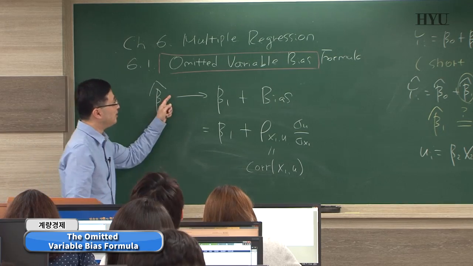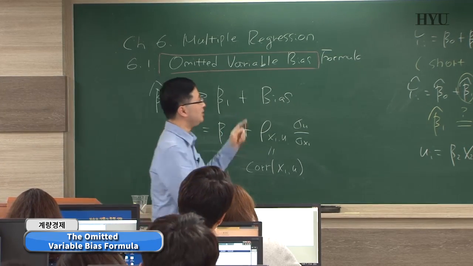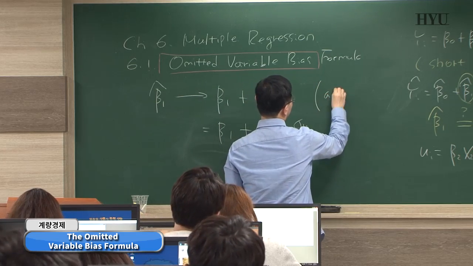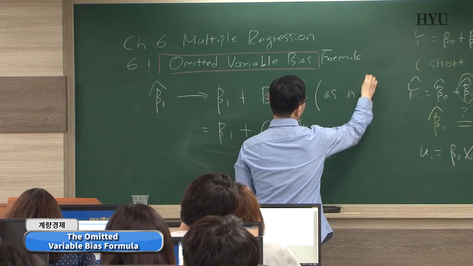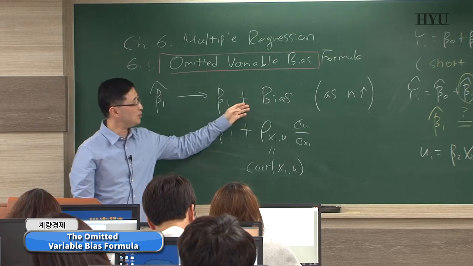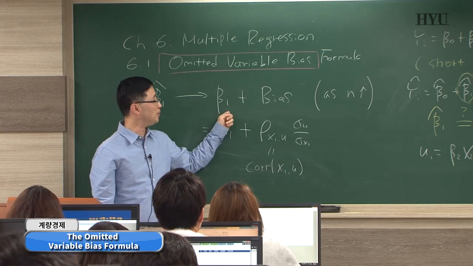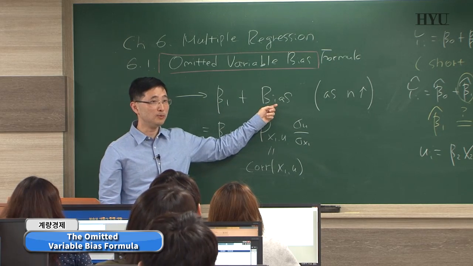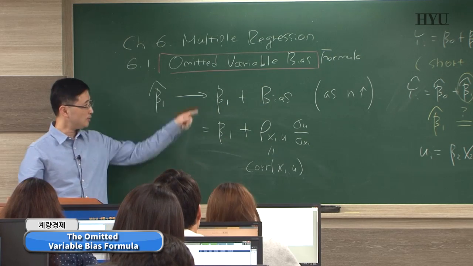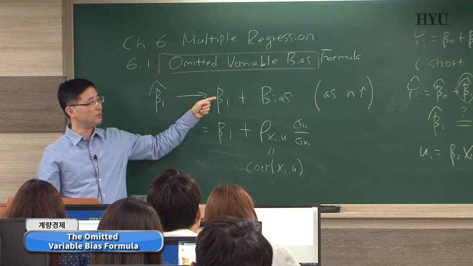So what do I mean by goes to? What I mean is that as you increase your sample size, then your beta 1 hat approaches this quantity. This is a fixed number, unknown number. So the bias is just a number, right? So as you increase n, the sample size, beta 1 hat is closer and closer to this thing.